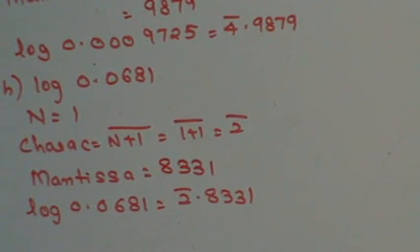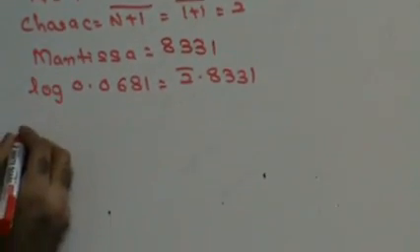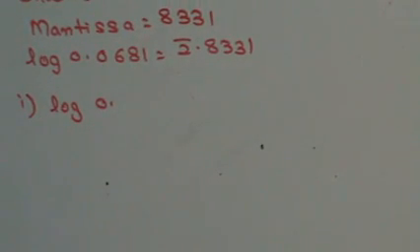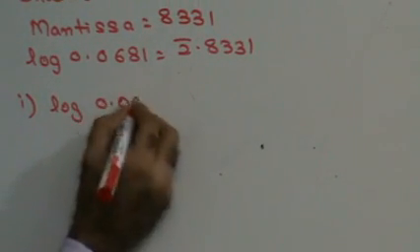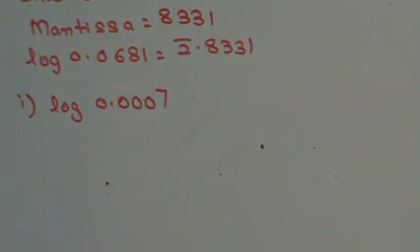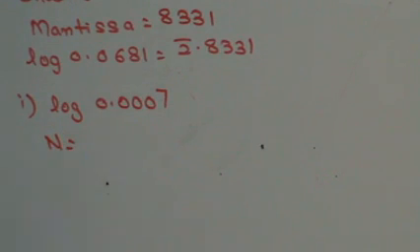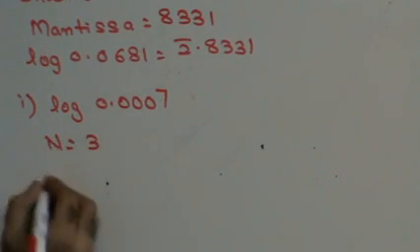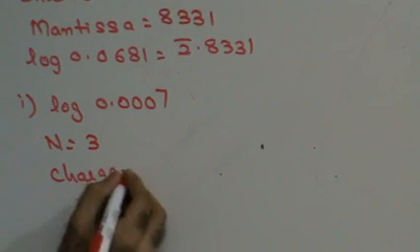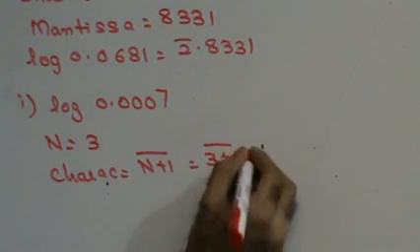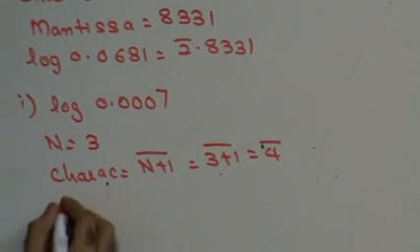Next, let's find out log of say 0.0007. Right? Number is less than 1. Count the number of zeros after the decimal, 3. Characteristic is given by the formula n plus 1 bar. 3 plus 1 bar, that is 4 bar.